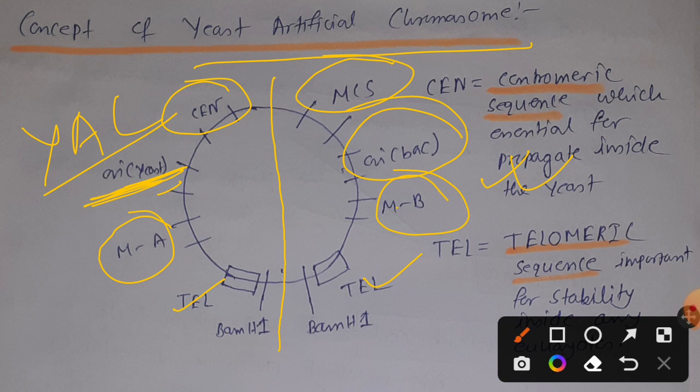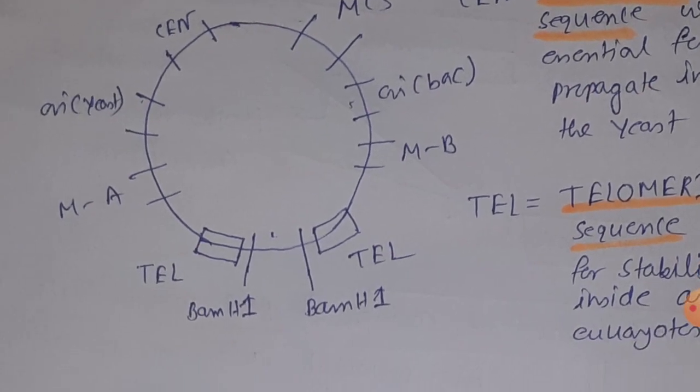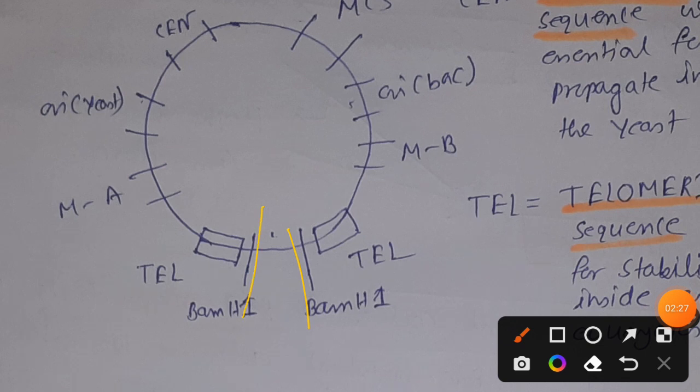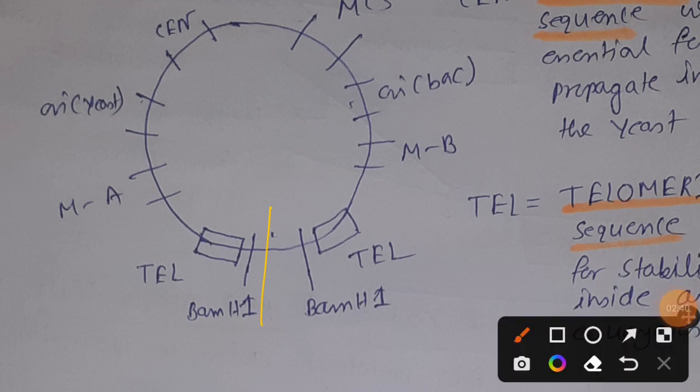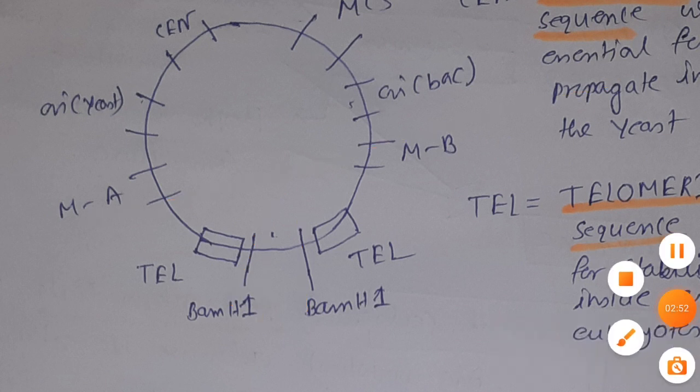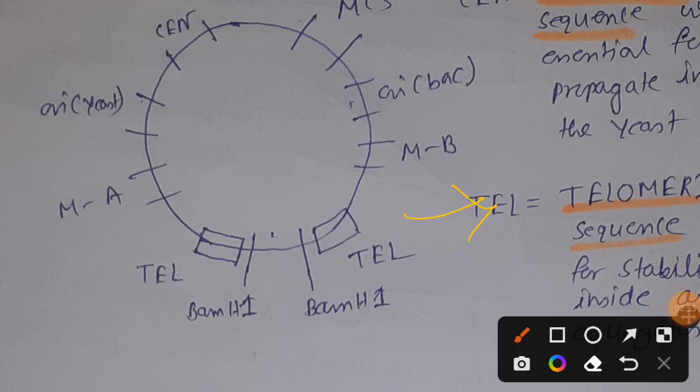And there should be two BamHI sites flanking the telomeres strategically. That means we have placed BamHI here strategically. In some literature you may also find that they have used only one BamHI site here. Both are correct, because the actual reason for placing BamHI here is to linearize the vector. Just try to think about this: if we digest our vector with BamHI, it will cut here, and as a result the chromosome will be linearized.